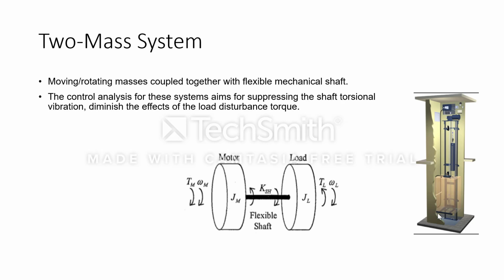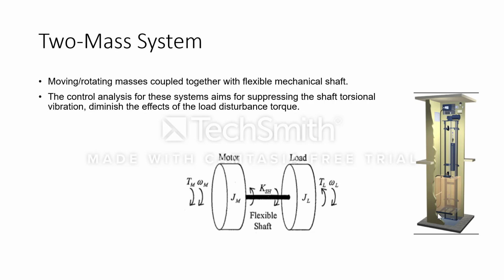Two mass systems are more common than we think. These can basically describe any two moving or rotating masses that are coupled together with a flexible mechanical shaft. The control of these systems aims to suppress any shaft torsional vibration, as well as to diminish the effects of the load and torque disturbances.